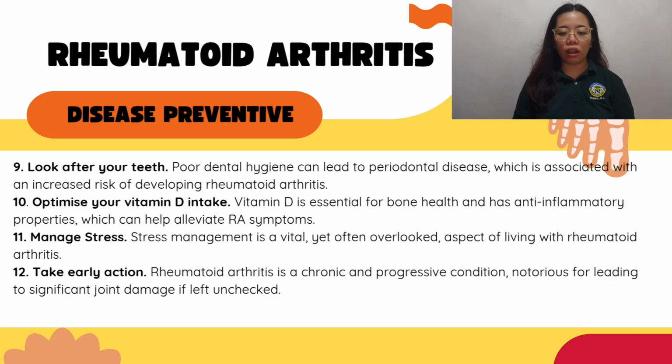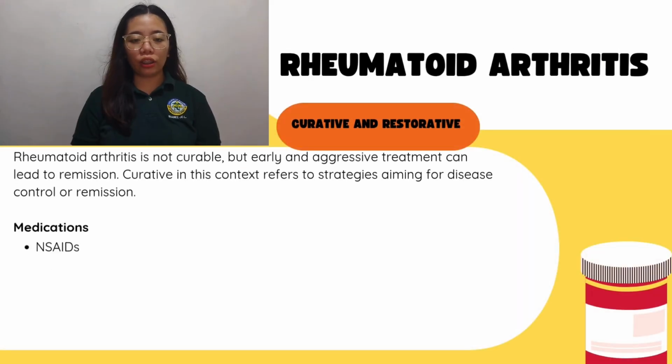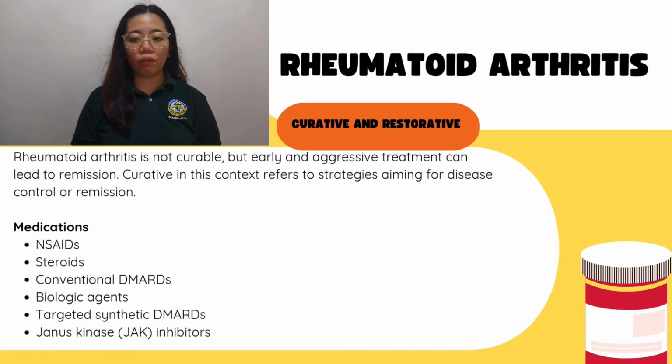Rheumatoid arthritis is a chronic, progressive condition notorious for leading to significant joint damage if left unchecked. Rheumatoid arthritis is not curable, but early and aggressive treatment can lead to remission. Curative in this context refers to strategies aiming for disease control or remission. The medications include NSAIDs, steroids, conventional DMARDs, biologic agents, targeted synthetic DMARDs, and JAK inhibitors.